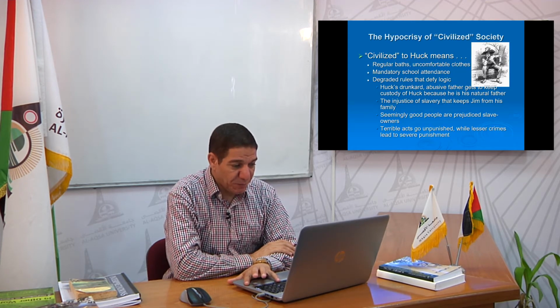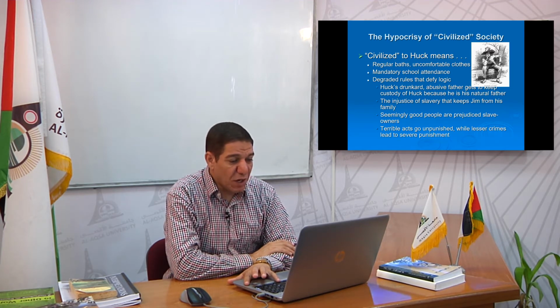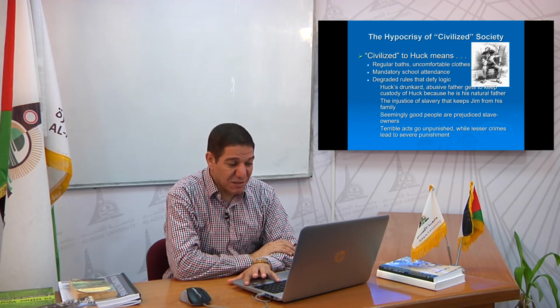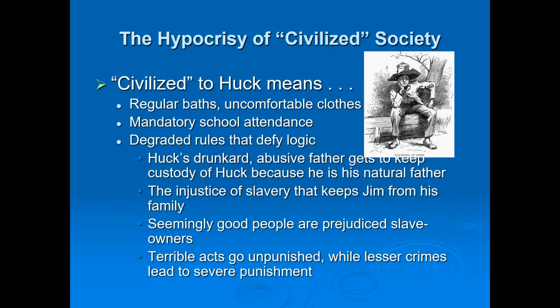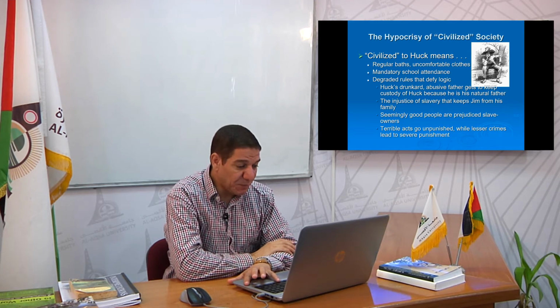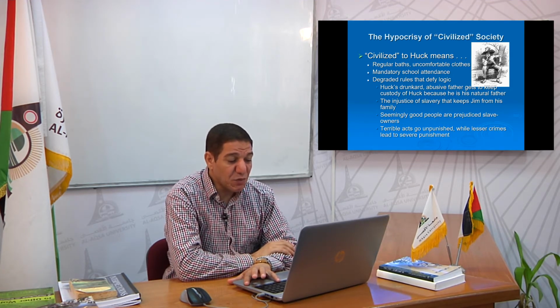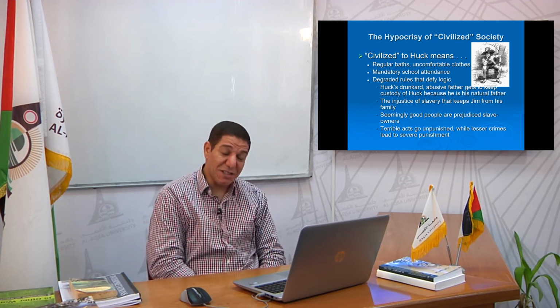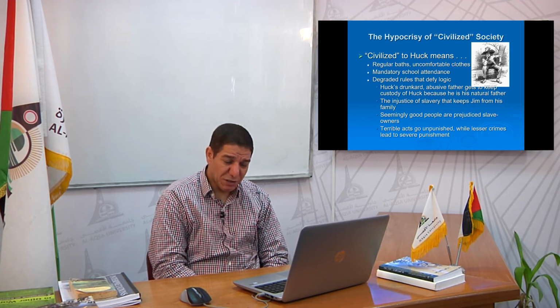Hypocrisy of civilized society. Civilized to Huck means regular baths, uncomfortable clothes, mandatory school attendance, degraded rules that defy logic. Huck's drunkard, abusive father gets to keep custody of Huck because he is his natural father. The injustice of slavery keeps Jim from his family. At a certain moment, Jim is meant to be separated from his family because he is going to be sold. How does this stand as a moral act? Seemingly good people are prejudiced slave owners. They are good, and at the same time, they are slave owners. How can both come together?